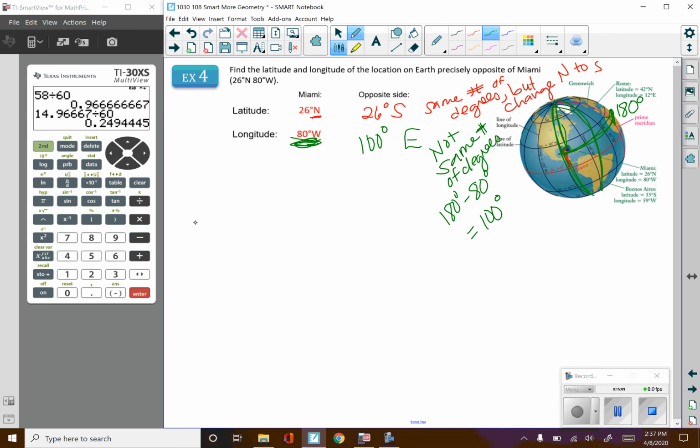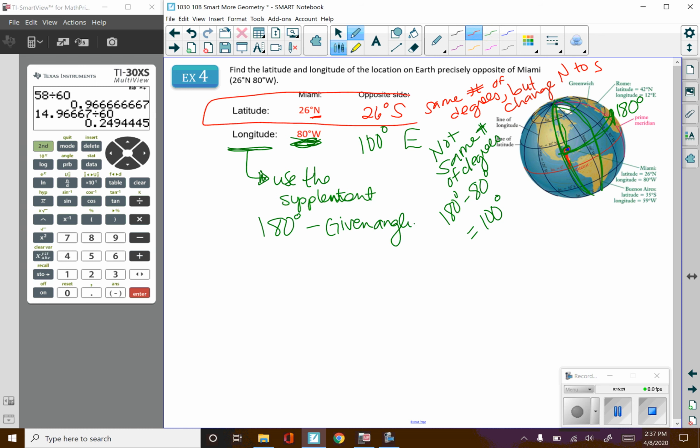So for longitude, use the supplement of the angle. Supplement, I can spell. So 180 degrees minus your given angle. So latitude keeps the same, longitude, use the supplement. And of course, it always changes from north to south and west to east, or vice versa.